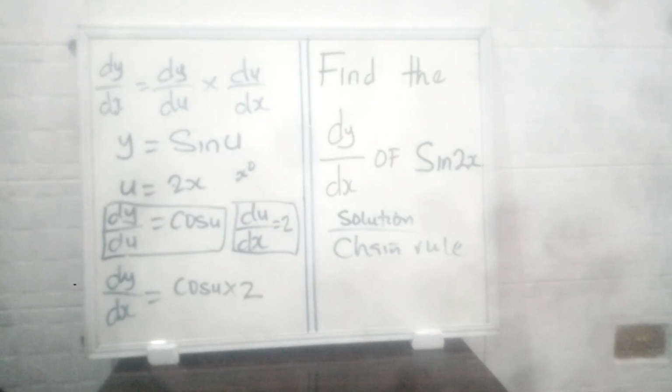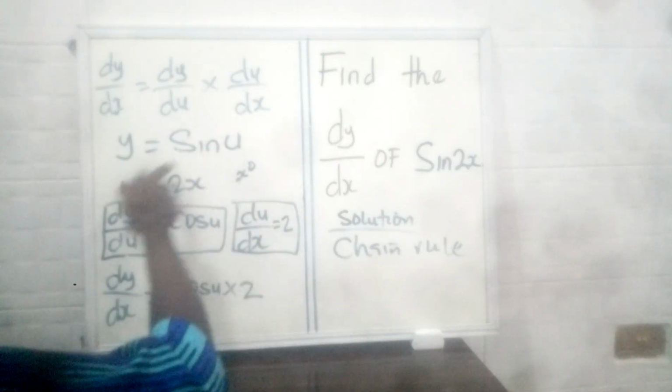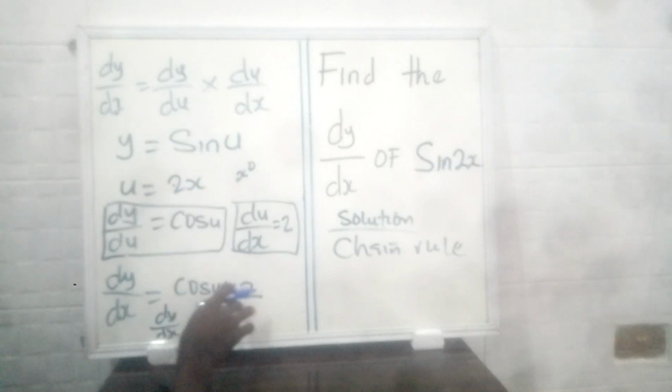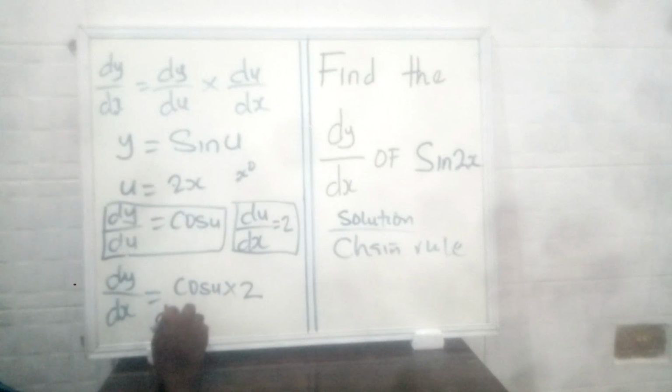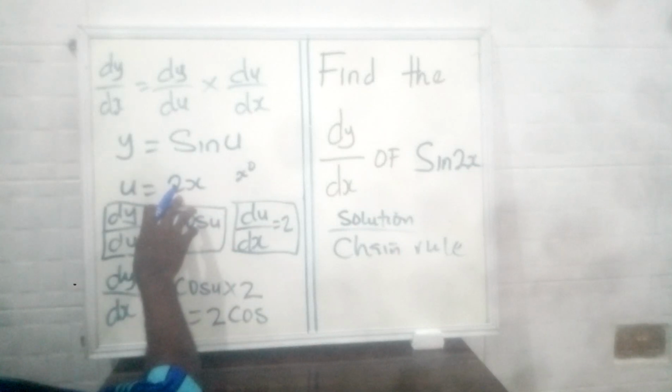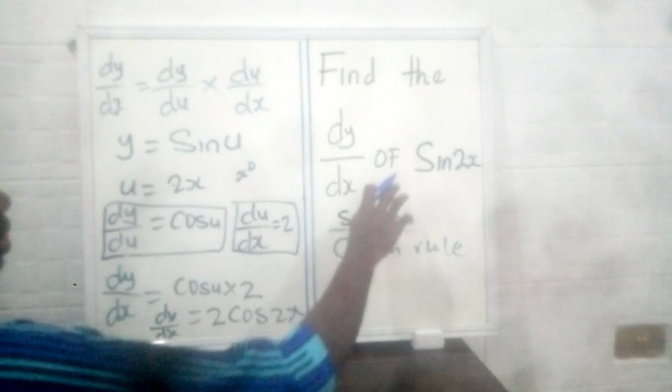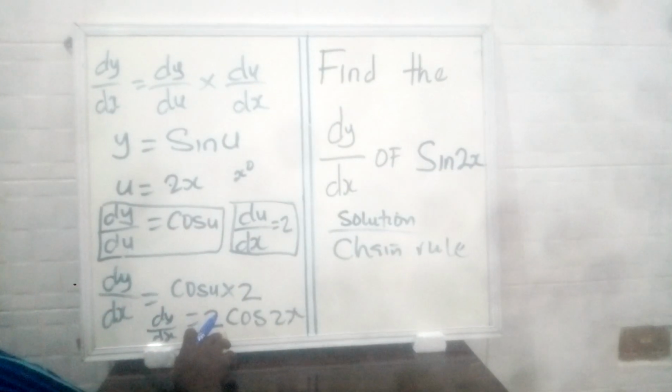Alright, but what is u? We say u is equal to 2x. So that means finally our dy/dx now is equal to 2 times cos u, which equals 2 cos, what is u? u is 2x. We now have 2x. So the derivative of sine 2x is 2 cos 2x.